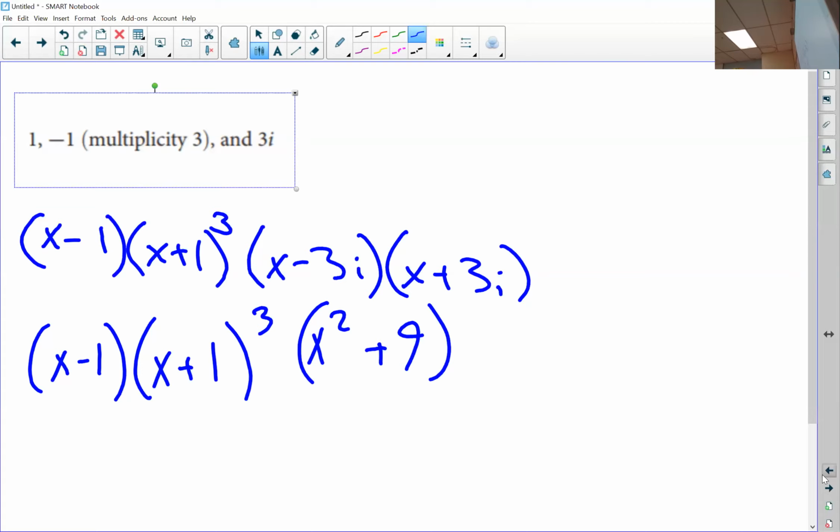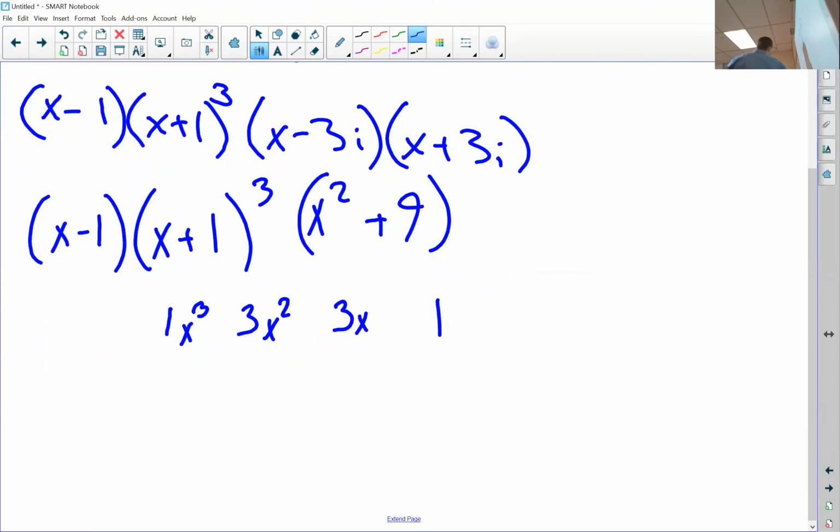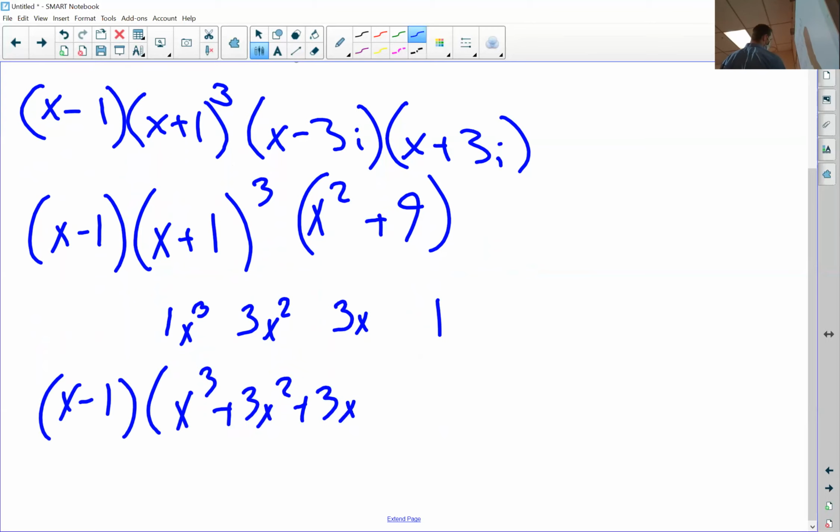Because I see x plus 1 cubed, I could go to Pascal's triangle and say, because it's cubed, 1, 3, 3, 1, x cubed, x squared, x, nothing, and the ones don't do anything. So couldn't I now say, x minus 1 times x cubed plus 3x squared plus 3x plus 1 times x squared plus 9? That wasn't awful, right?